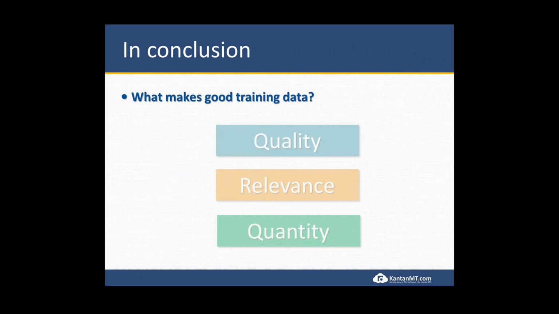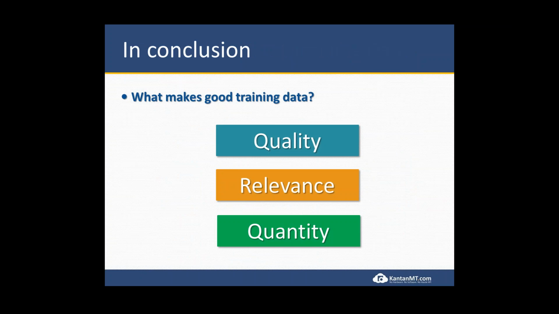So what makes good training data? It's 3 factors: quality, the relevance of the training data, and obviously the quantity. And that's the order in which you should look at your training data. Is it of high quality? Is it of high relevance to the domain I'm training for? And do I have sufficient quantity of that data to make an engine? So those are my 3 things to watch out for in building good training data that will result in high quality engines.